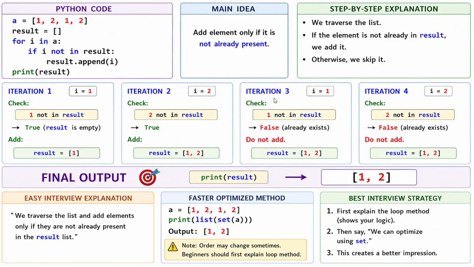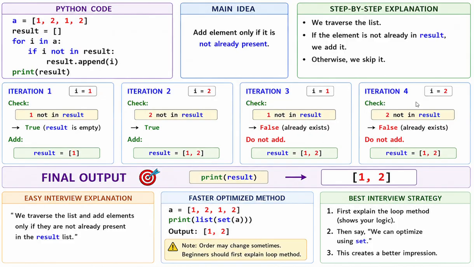Next, what is the next iteration here? Yes, i = 1. Check here whether 1 exists in the result or not. Yes, 1 is already in the result. So the condition is false here. The condition is false, so we do not add.